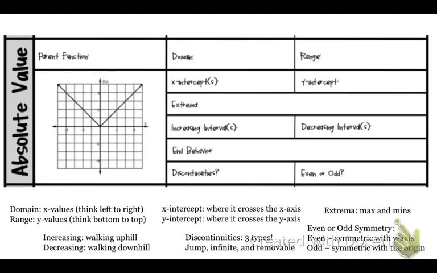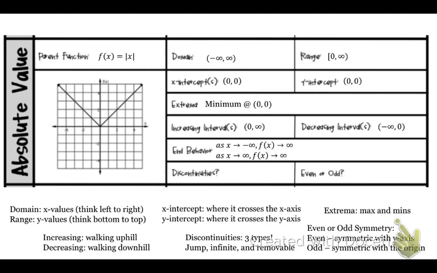Okay, absolute value, this is f of x equals absolute value of x. Domain, negative infinity to infinity. Range is 0 to infinity. It's a bracket at 0 because there's actually a point. X-intercept, 0, 0. Y-intercept, also 0, 0. This has a minimum at 0, 0. It's increasing from 0 to infinity, decreasing from negative infinity to 0.